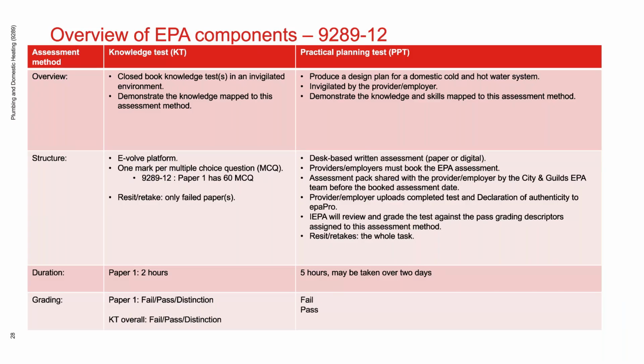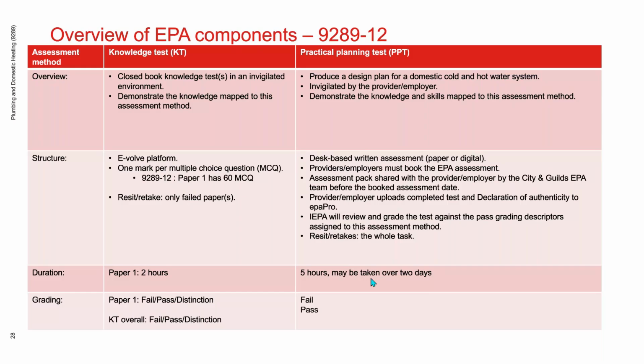The practical planning test for the 9-8-9-12. So again, this is the 9-8-9-700 assessment. Produce a design plan for a domestic cold and hot water system, invigilated by a provider/employer. Demonstrate the knowledge skills mapped to this assessment method.